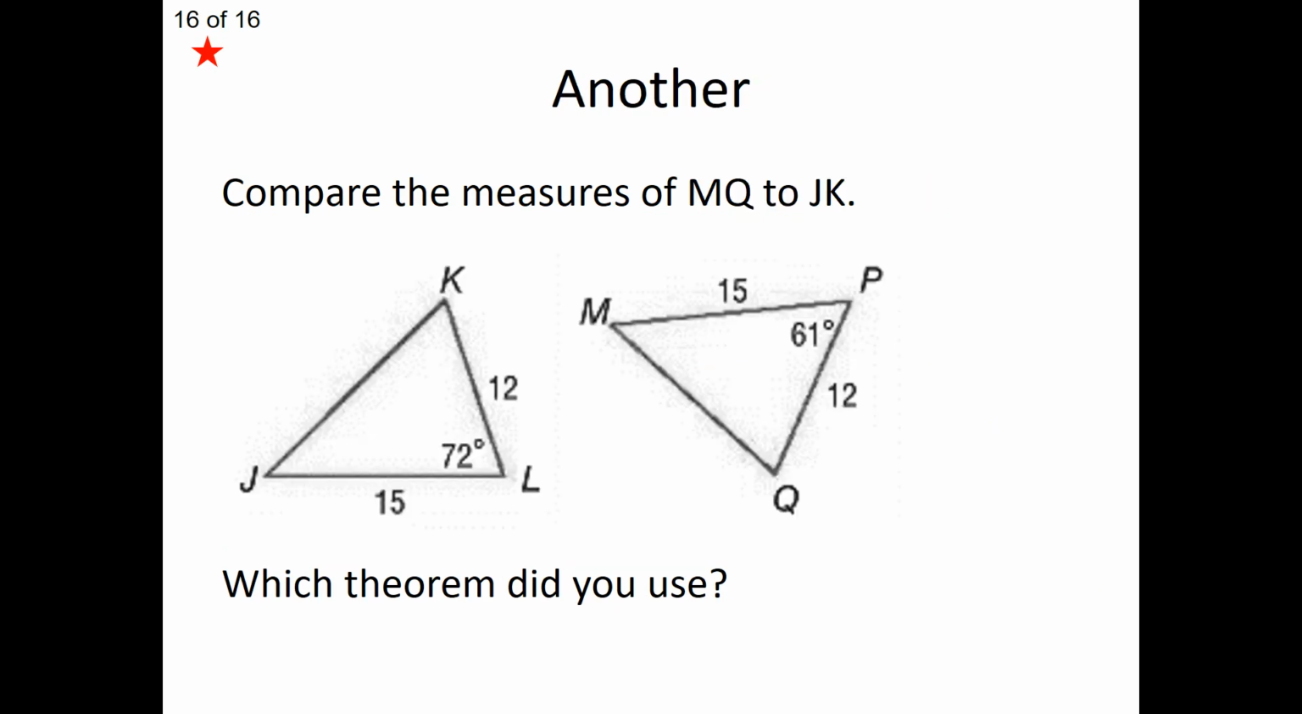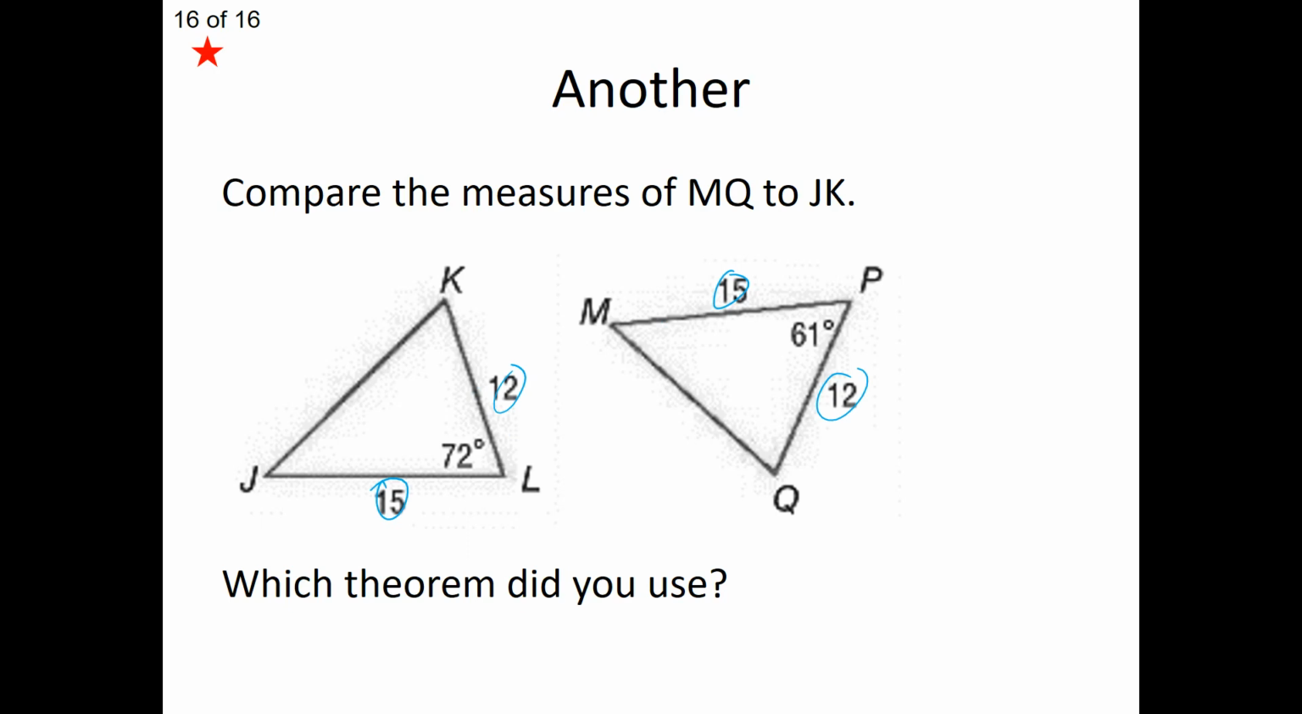Now let's compare some sides, MQ to JK. So take a look at MQ. This is our side here, MQ, and our third side over here, JK. Well, the very first thing we have to do is remember, are two sides of one triangle equal to two sides of the other? Well, I notice, hey, look, 12 and 12, that's one pair of equal sides. 15 and 15, that's another pair of equal sides. Great. Two sides of one triangle equal to two sides of the other.